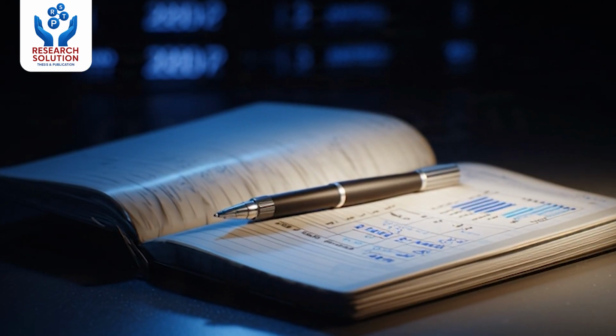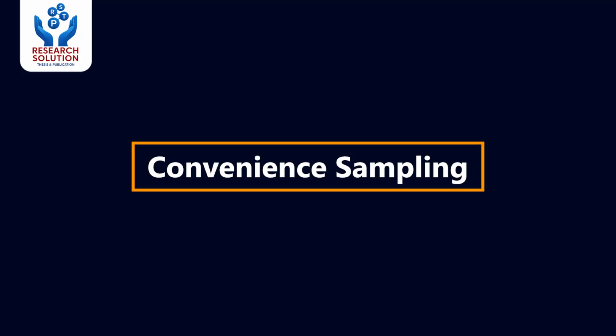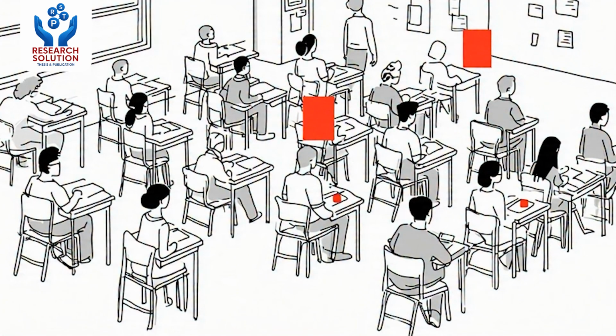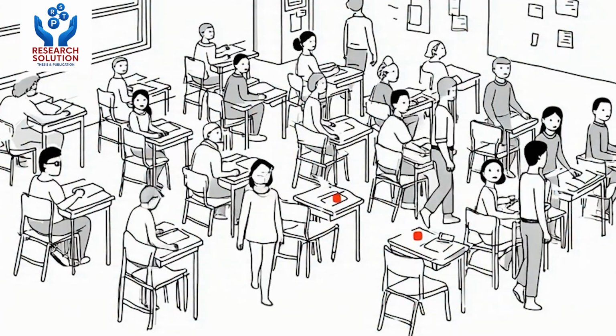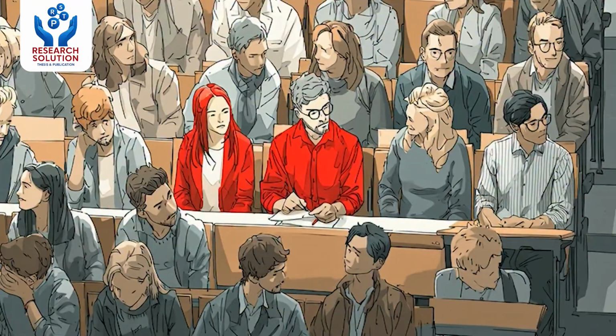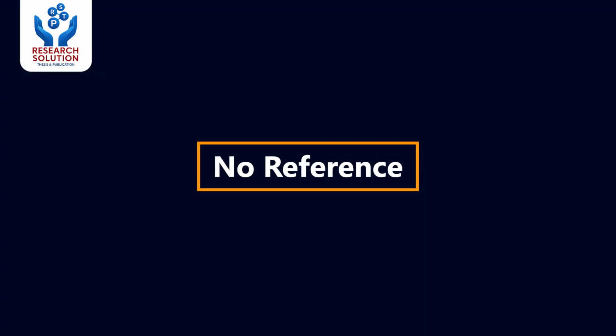Now let's talk about the mistakes that destroy credibility. First, convenience sampling. This means selecting people just because they are available. Students in your class, patients who came that day, friends and relatives. Easy? Yes. Scientific? No.